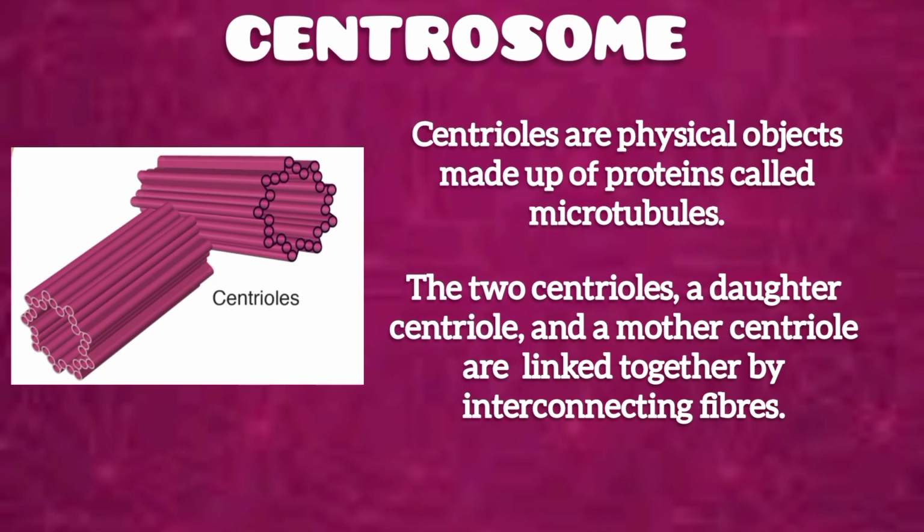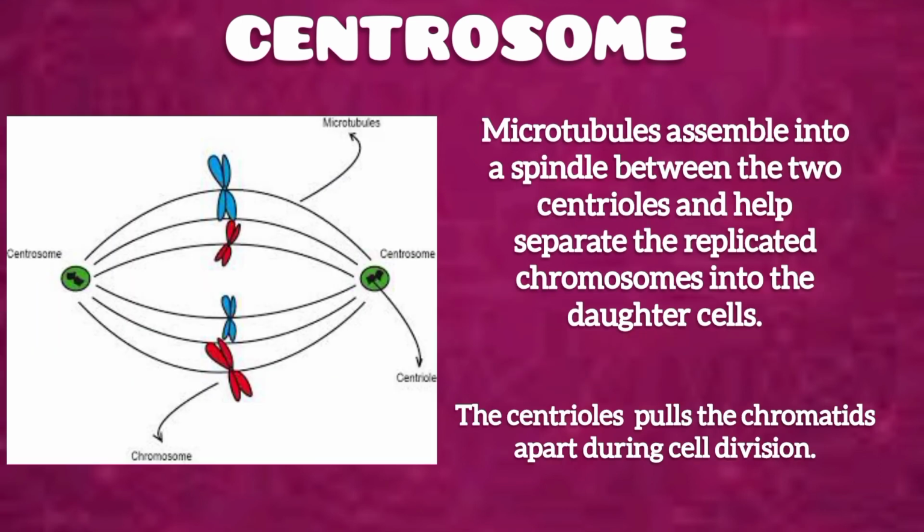The centrioles are physical objects made of proteins called microtubules. The mother and the daughter centriole are linked together by interconnecting fibers. The microtubules assemble into a spindle between the two centrioles, and then the centrioles pull the chromatids apart during cell division. I'll tell you more about centrosomes while discussing cell division.